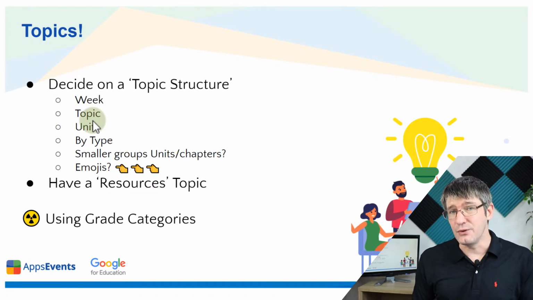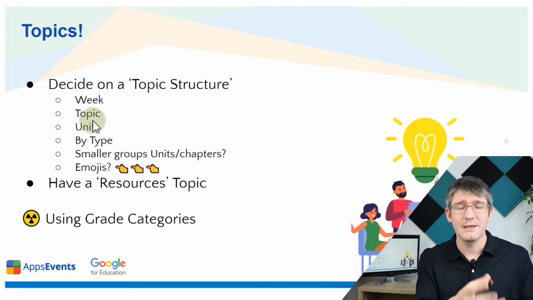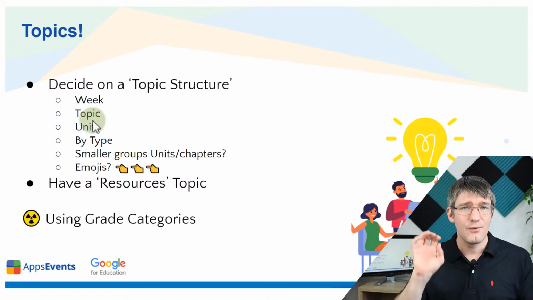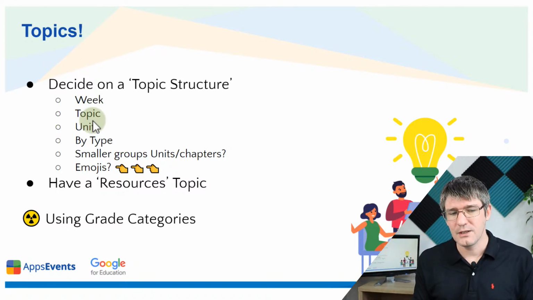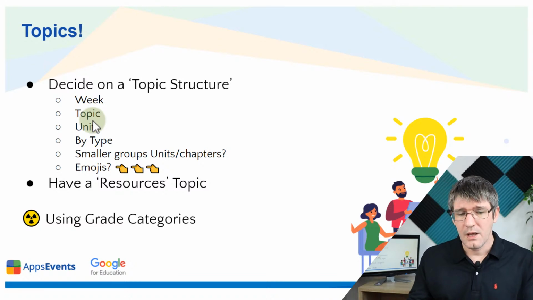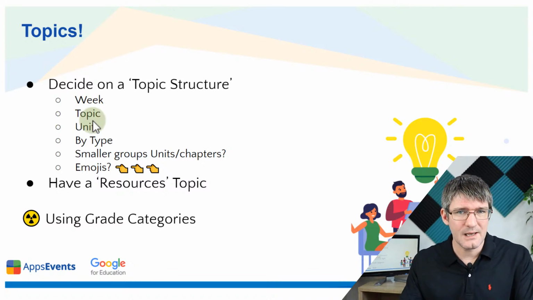You could decide by unit. Maybe you have different units. For example, first unit, technical drawing, second unit, design thinking. You can decide by type, what sort of files are being shared. Have you got slideshows, website links, etc.? Or do you want to have smaller group units? Maybe you have Unit 1, Week 1, Unit 1, Week 2. We're going to have a look at how we can set this up.